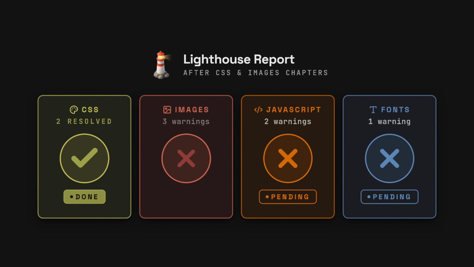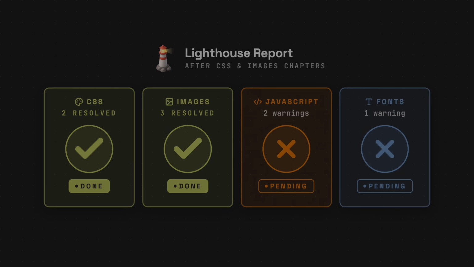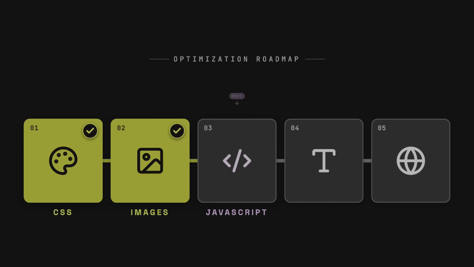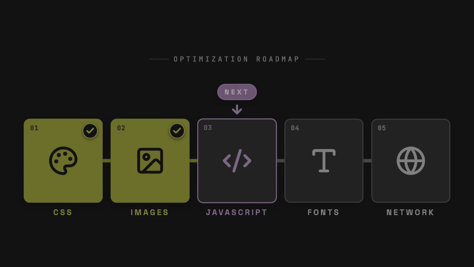So far we've covered CSS and image optimization. Let's move to JavaScript next, because pound for pound, it slows your site down more than anything else. Then fonts, and finally, how the files get to your users.